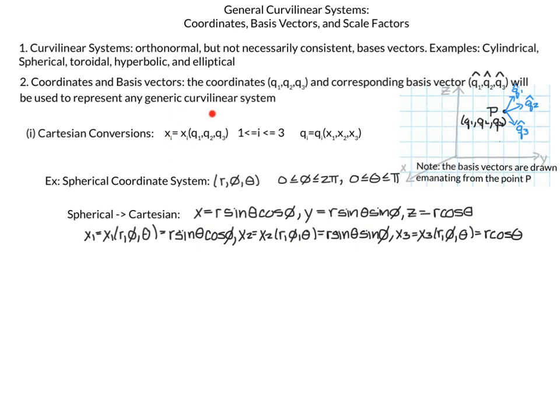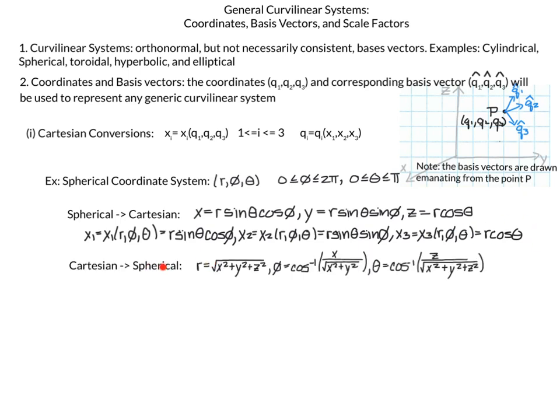Looking at this notation here, x1, that's our x-coordinate, is a function of q1, q2, q3. That is r, phi, and theta. And then we have our formula. x2 is a function of q1, q2, q3. That's r, phi, and theta. And we have our formula. And finally, x3, that's our z-coordinate, is a function of our r, phi, and theta. And it's equal to r cosine theta.